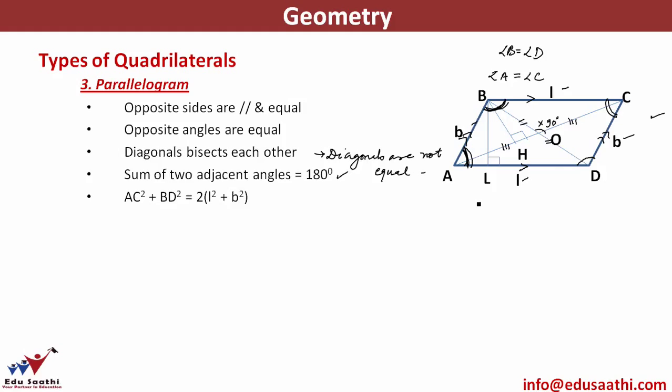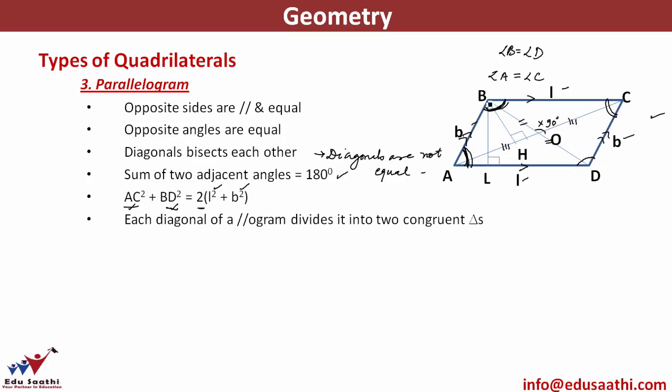Another property of a parallelogram is that the sum of squares of the diagonals is equal to the sum of squares of all four sides. So AC square plus BD square, the squares of the diagonals, is equal to 2 times, because you have two sides which are the same, (L square plus B square). This is the property that can be applied inside a parallelogram. Each diagonal of a parallelogram divides it into two congruent triangles.